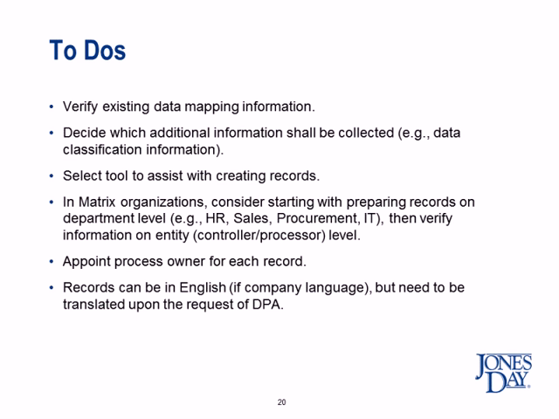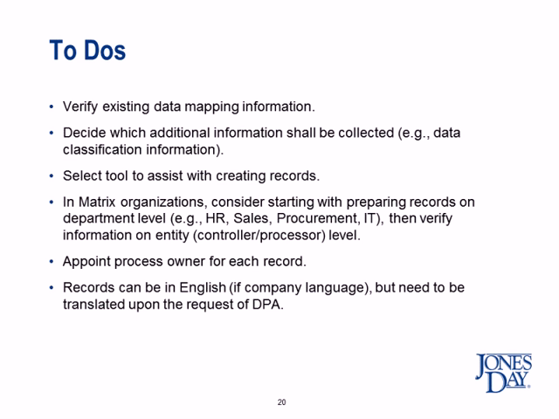more suitable. From a practical point of view, it might be advisable, especially in matrix organizations, to start with preparing the records on a department level and not on an entity level. For example, asking HR first to draft the records, looking at their relevant processes, and then verify on the entity level whether the description is also correct from their point of view. It's practically important to appoint a process owner for each record, because this will help you to ensure that the records stay current and correct, as this is an ongoing task.